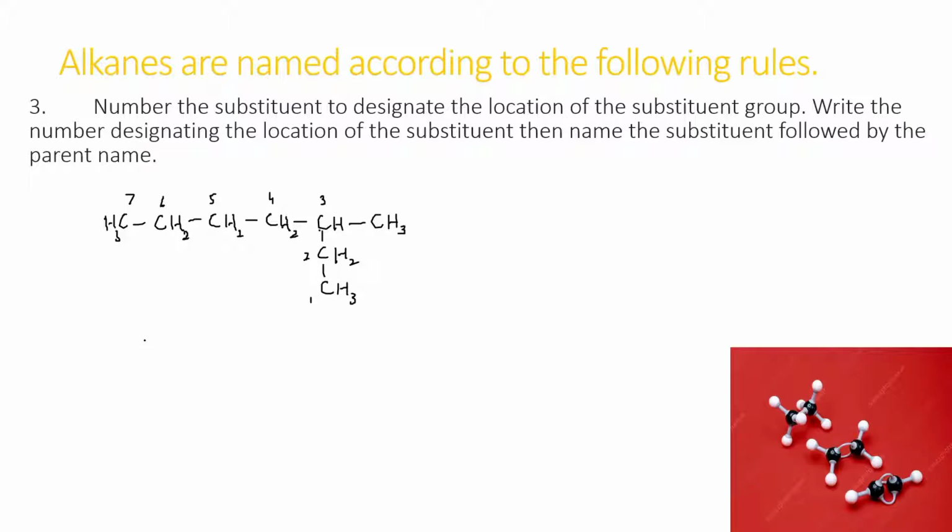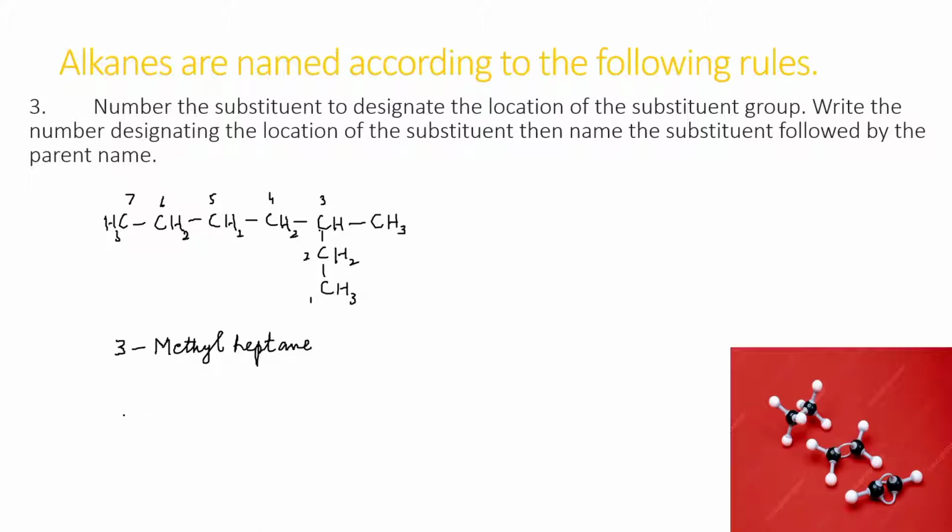So I will write the number, I will locate the position of the substituent, that it is attached with carbon number 3. So I will write 3 methyl. The name of my substituent is methyl, CH3. It comes from methane, CH4. So this is a methyl group. I will write 3 methyl followed by the name of the parent chain, which is heptane. In this case, chain of 7 carbons is called heptane.